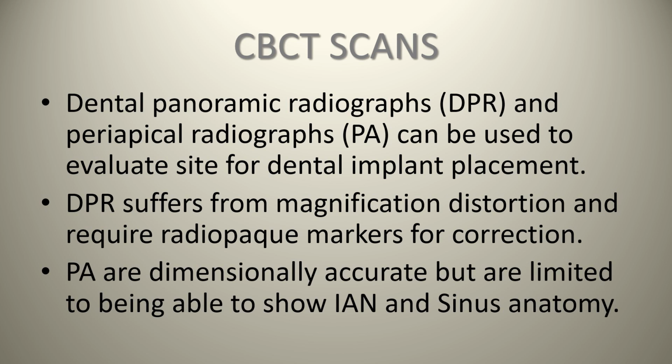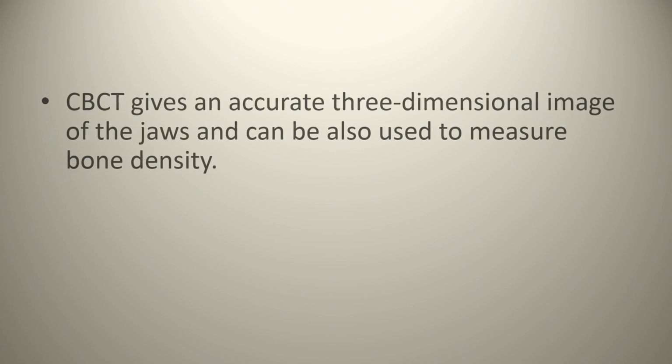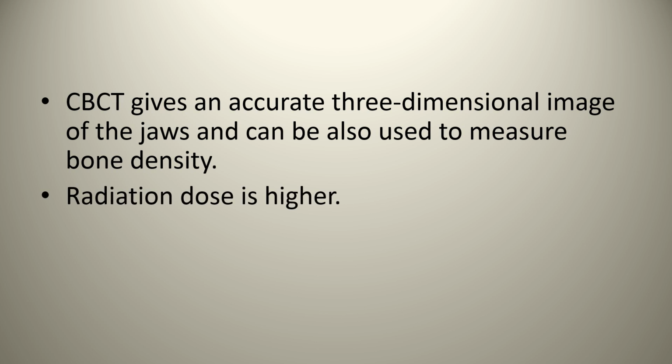PAs are very dimensionally accurate, but they're limited in being able to show vital anatomy, like the inferior alveolar nerve and sinus anatomy. So the CBCT gives an accurate three-dimensional image of the jaws and can also be used to measure bone density. The key thing here for CBCT, and this is something you need to realize, especially in young people like children, is that the radiation dose is a lot higher.